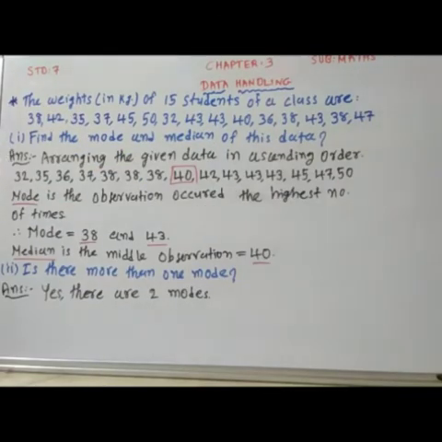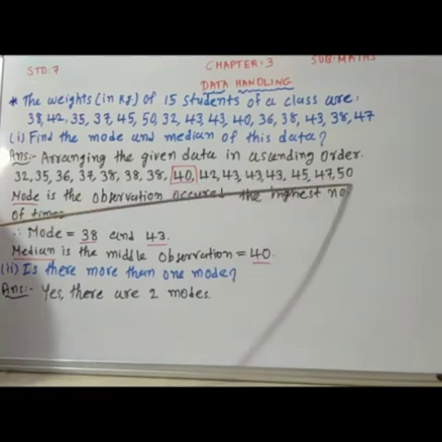Let's take another example. The weights in kg of 15 students of a class are given here. First one, find the mode and median of this data. To find the mode and median, first we have to arrange this data into ascending order. So the ascending order of the given data is 32, 35, 36, 37, 38. 38 occurs 3 times, so again 38, 38, 40, 42, 43. It also occurs 3 times, so again 43, 43, 45, 47 and 50.